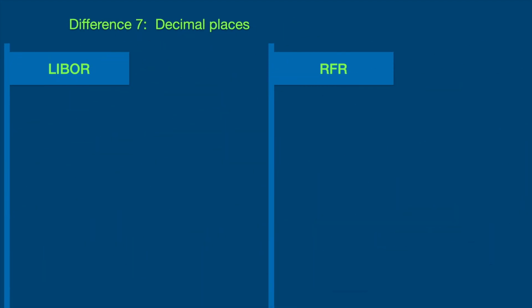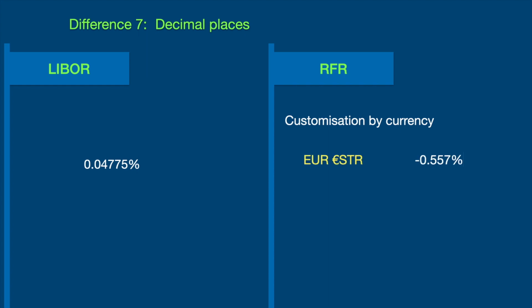Another easy one. LIBOR is published to 5 decimal places, whereas for RFRs the precision varies. STR is rounded to 3 decimal places. SONIA is rounded to 4 decimal places. SARON to 6 decimal places, and if you happen to know what the SOFR guys do, then do let us know.